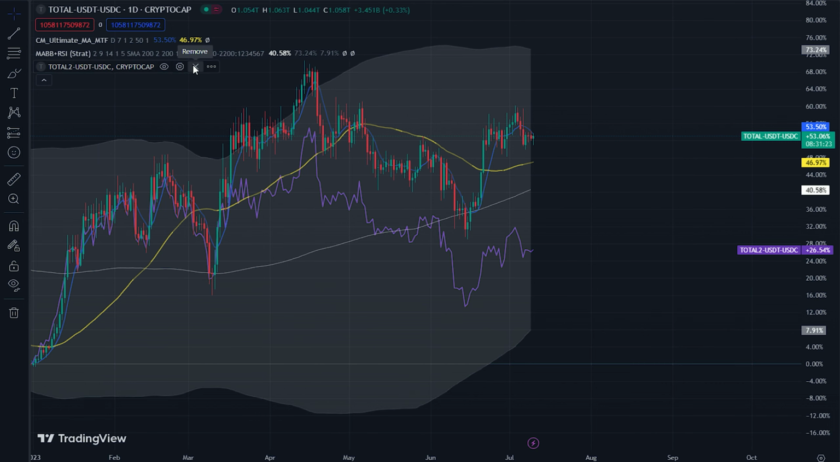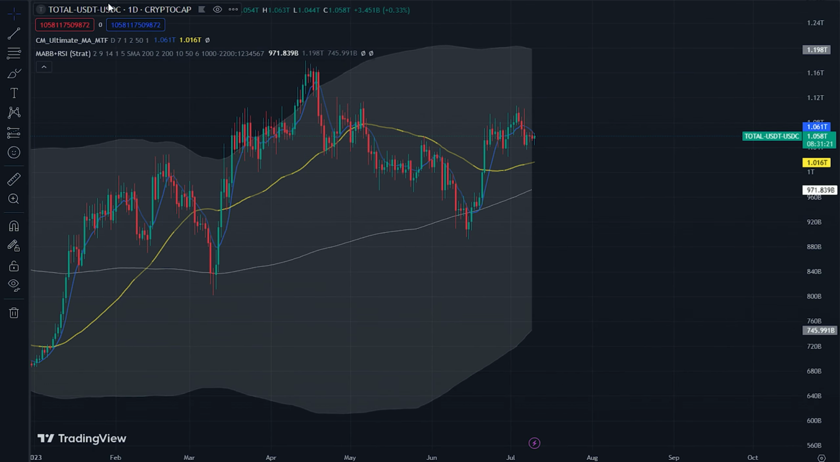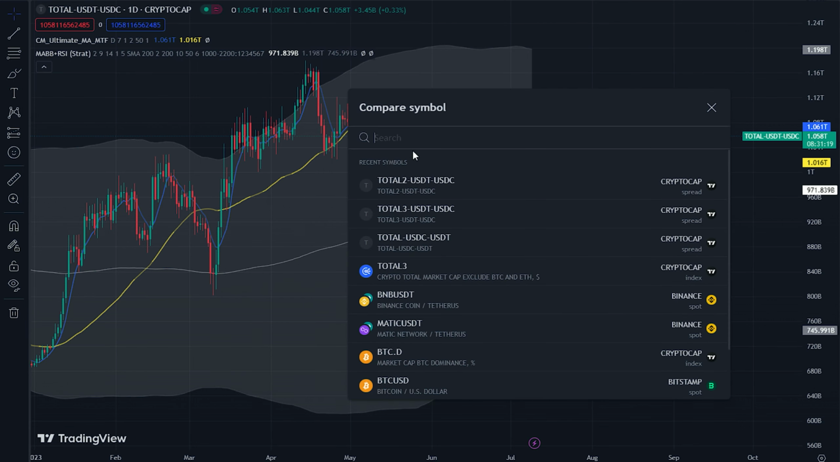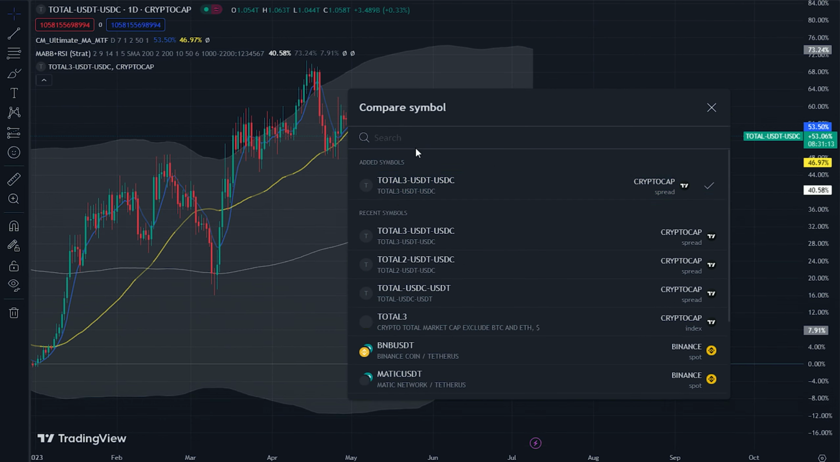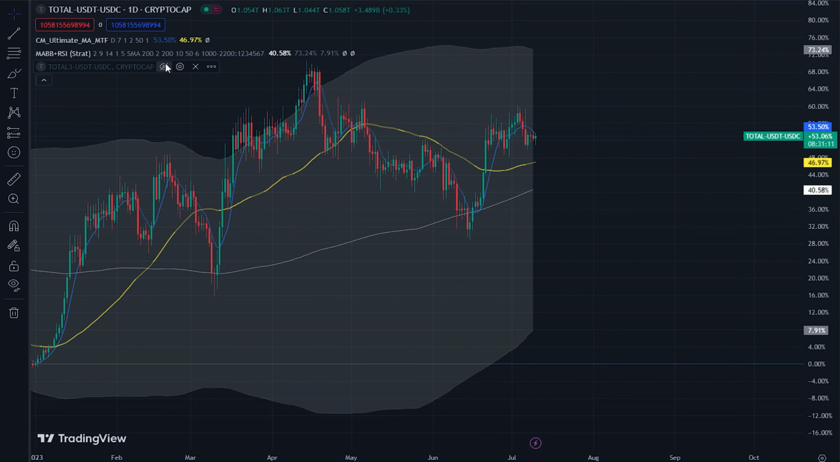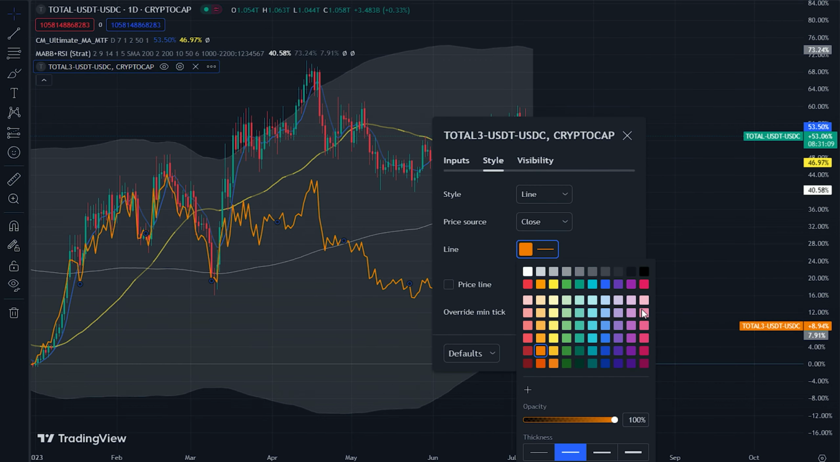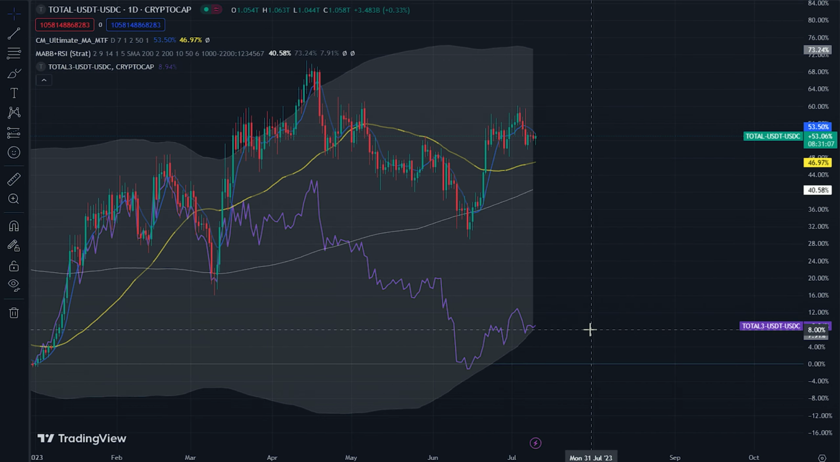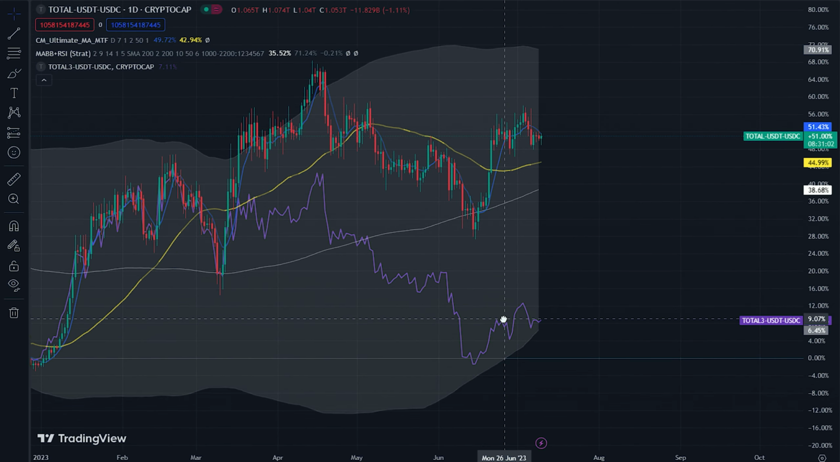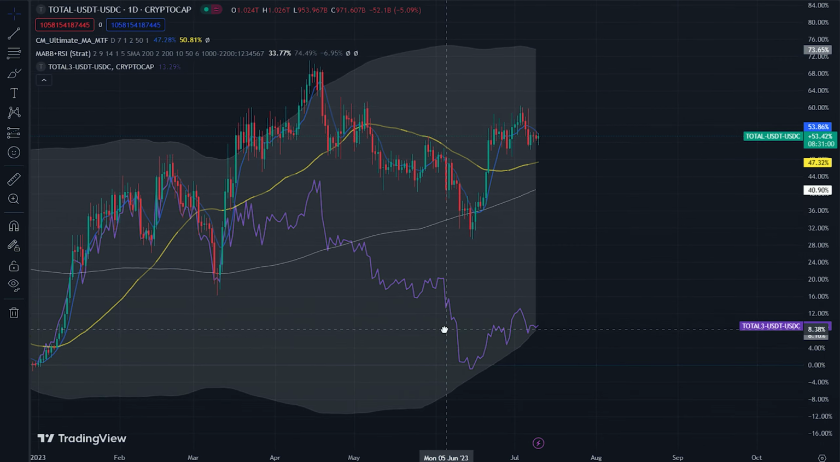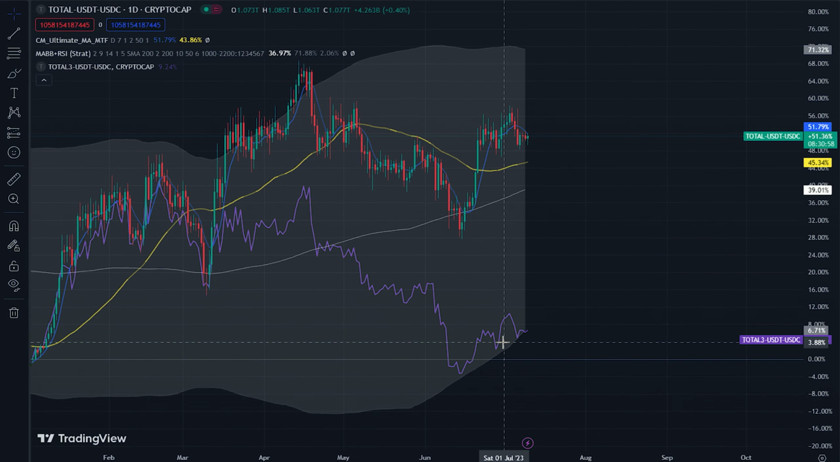Now, that was total 2 with Ethereum. Let's take a look at total 3. Now, total 3 minus USDT minus USDC. Let's load it up. I'll change the color again to purple, just because I always think that orange looks like BTC, and of course there is no BTC in this, so I don't want anybody confused. Beginning of this year, that's just about spot on.